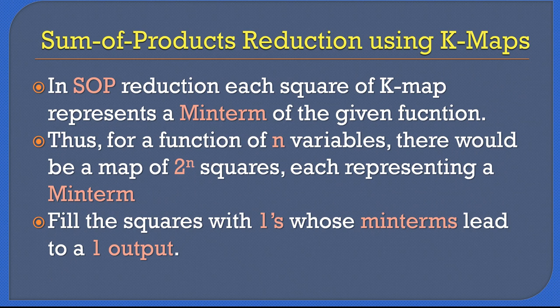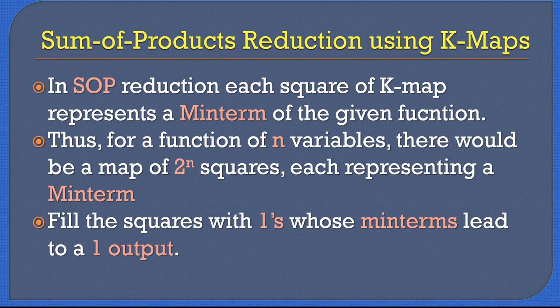In SOP reduction, each square of the K map represents a min term. That means in POS it represents max terms. Thus for a function of n variables, there would be a map of 2^n squares, 2 to the power n, each representing a min term.